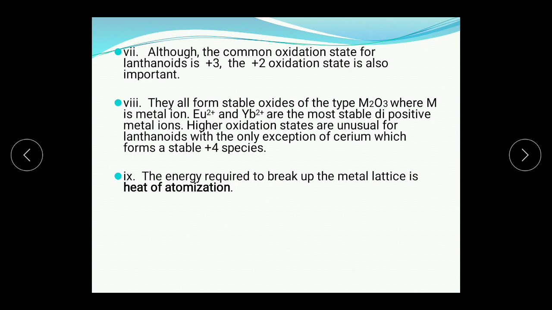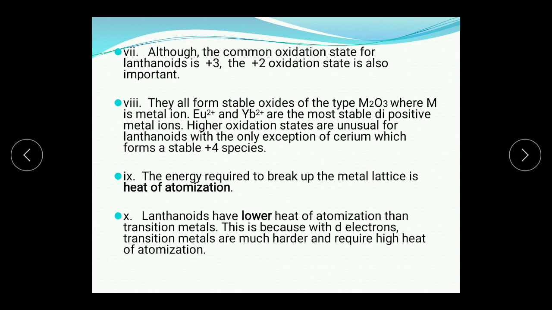Now, next property. The energy required to break up the metal lattice is called heat of atomization. Suppose we take a crystal lattice of any of the metals of the inner transition elements, and we want to break it up into atoms. The energy required to break up the metal lattice is called heat of atomization.